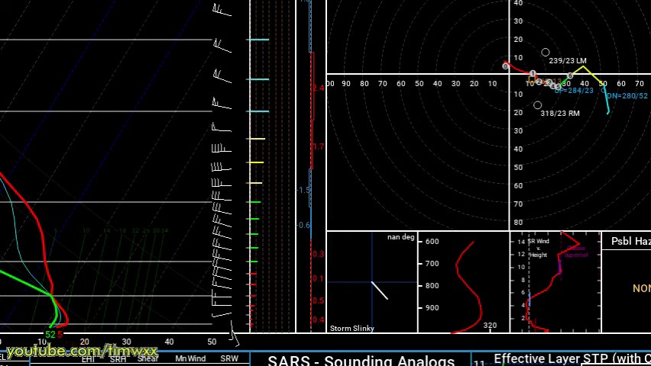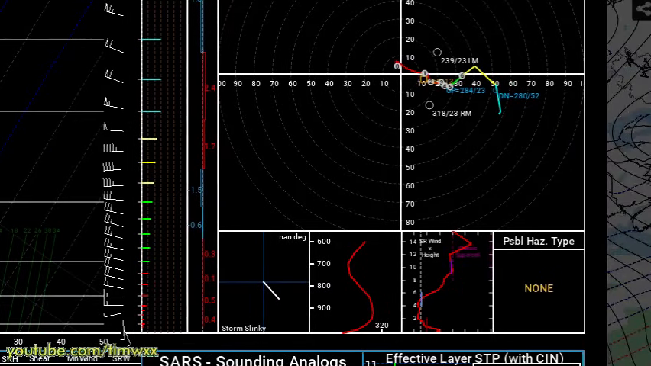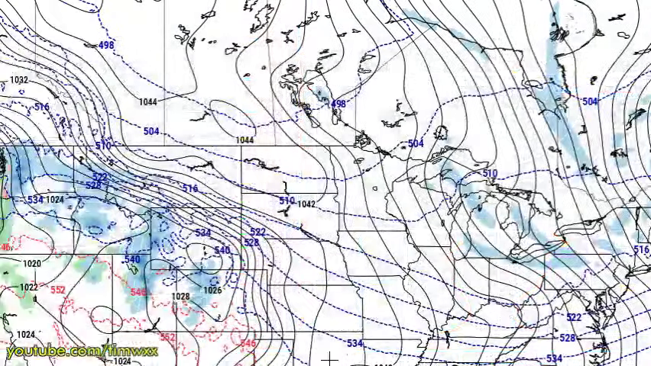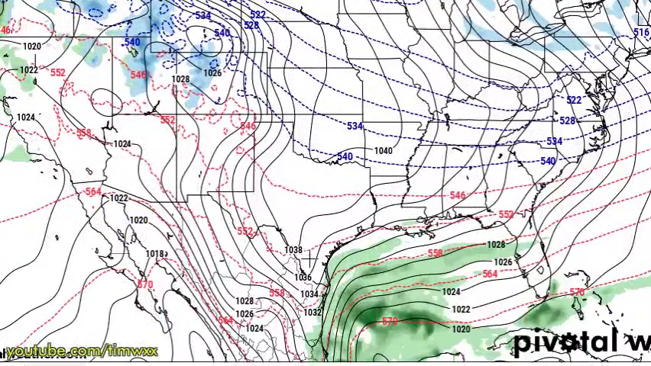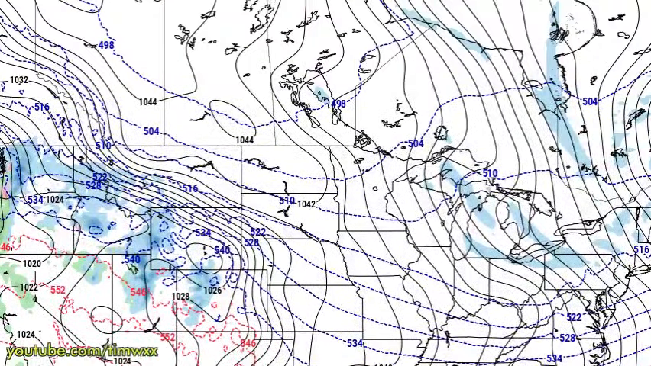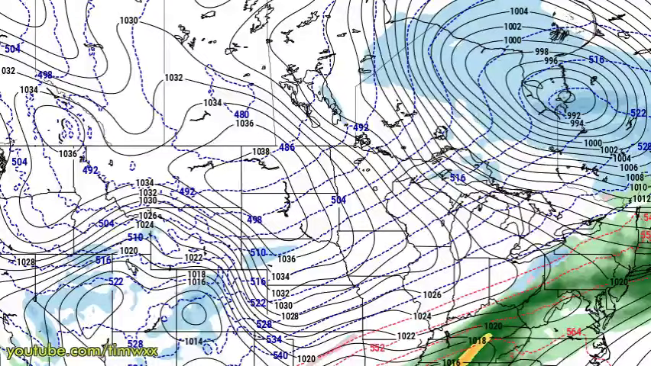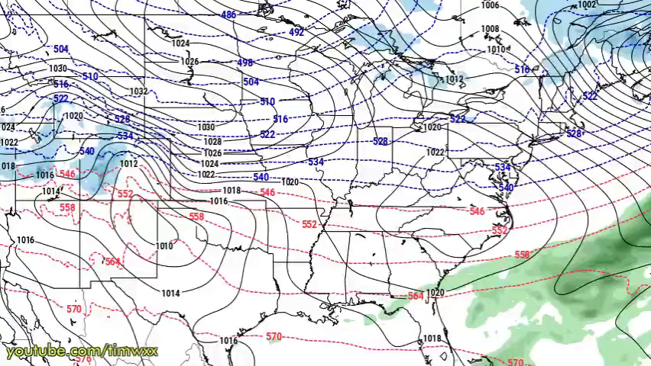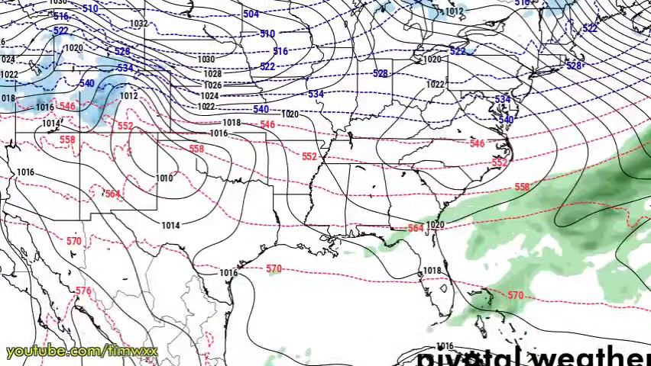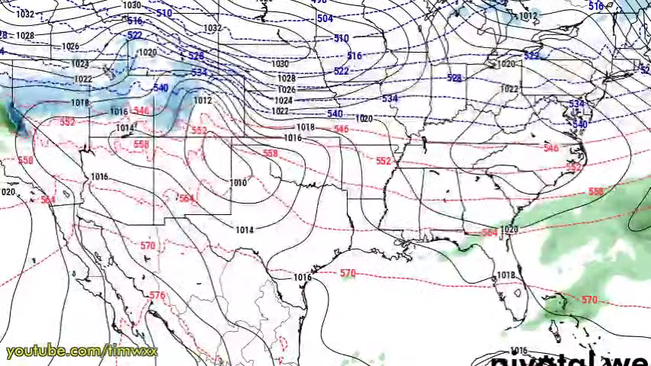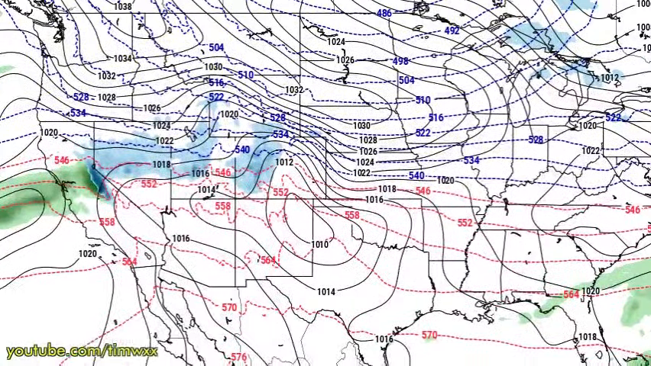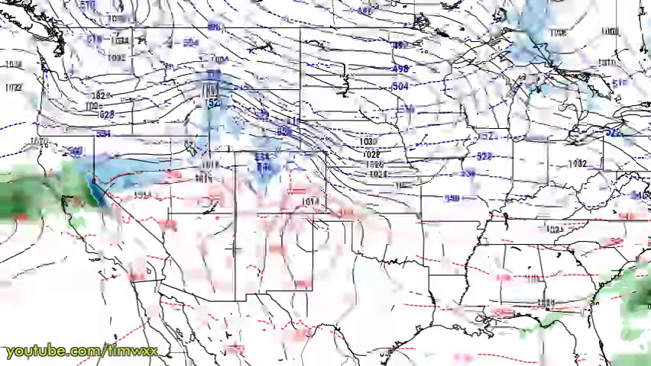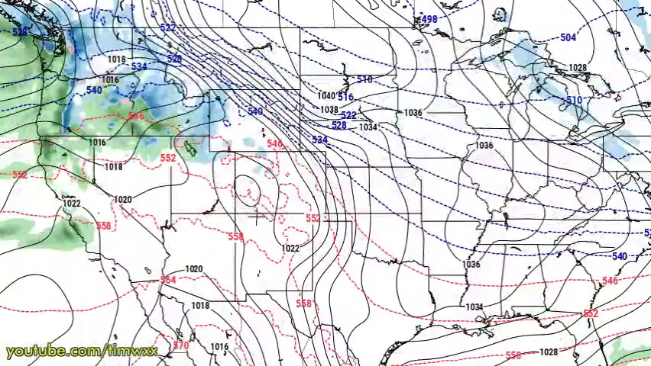So, get rid of that there. And of course, thanks to Pivotal Weather for these graphics. I have to give some credit where credit's due. Okay, let me get this all centered. Sorry about that.